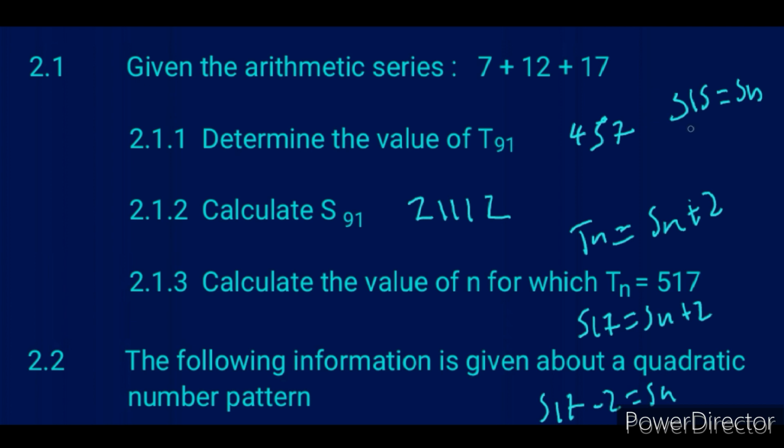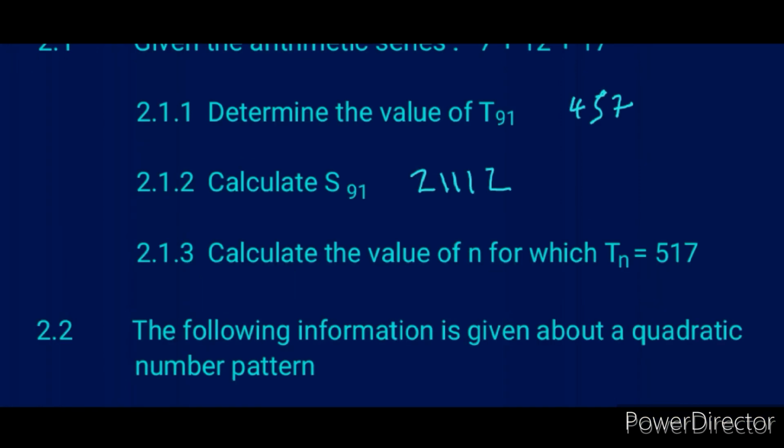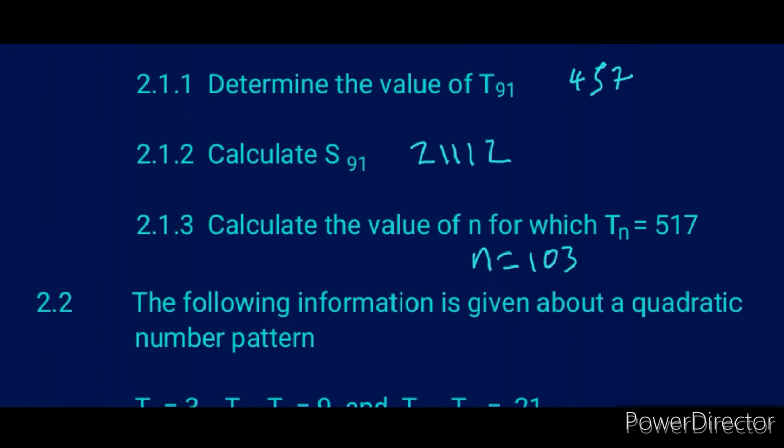So if we divide this by 5, it's the same as 500 divided by 5, which is 100, and then 15 divided by 5, which is 3. So it should be 103. So it means it's the 103rd term. So n is equal to 103. So this is calculate the value of n. So we got the value of n. So this is the answer. So it means the value of n that will give you 517 is 103. Alright, let's move to the following question.